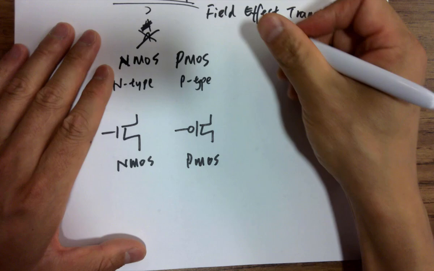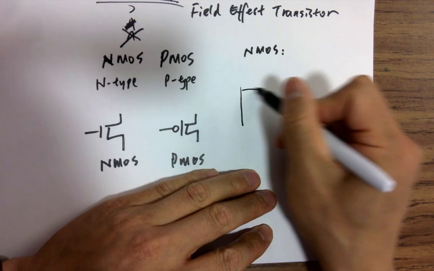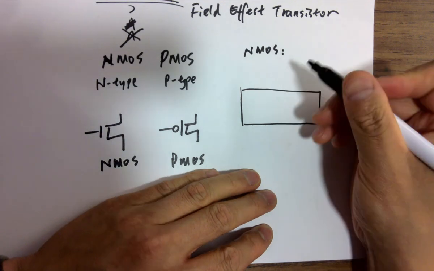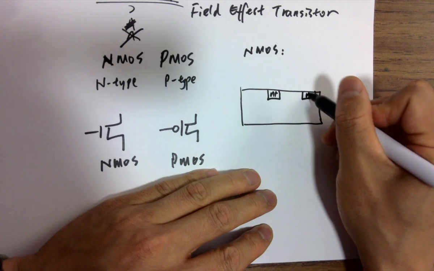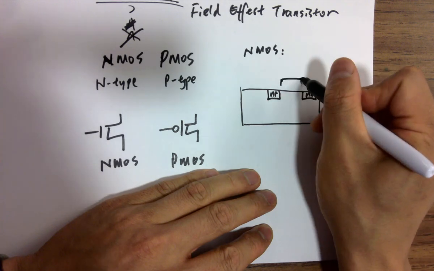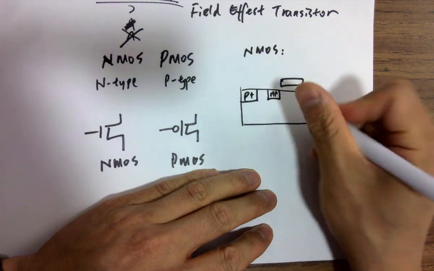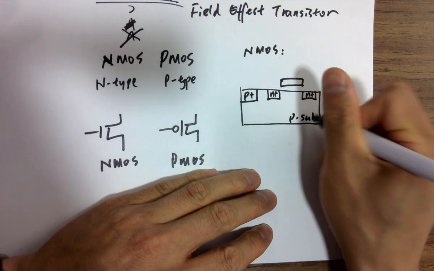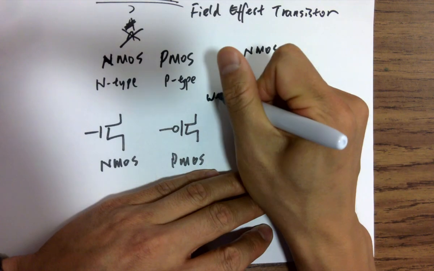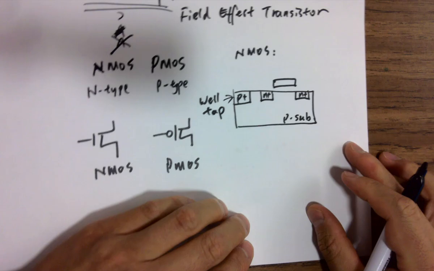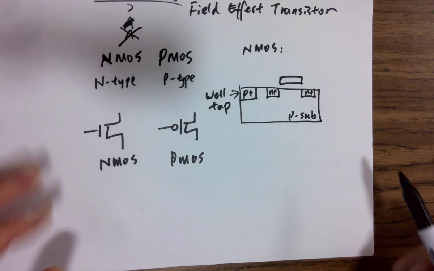Cross-sectional view for NMOS. Now here's a poly gate. Here's a P+. It's called a well tap. It's important to understand what a well tap does. Why is it called a well tap? It's a P sub, right? So NMOSes are being put in a P well.